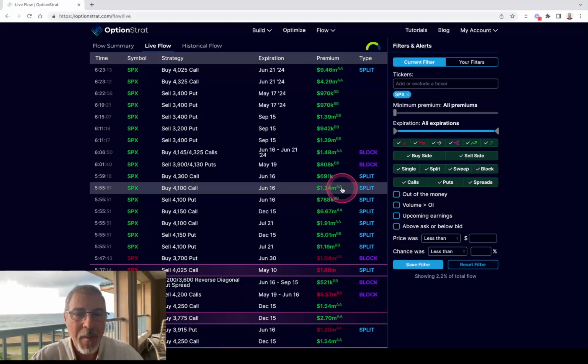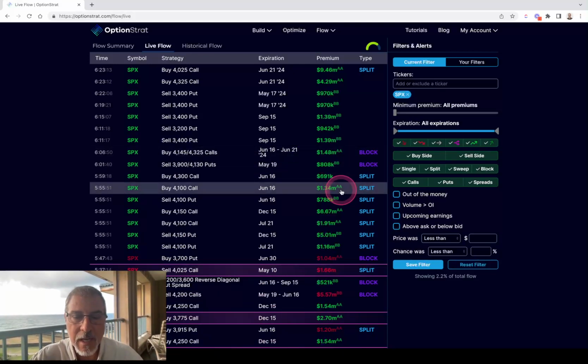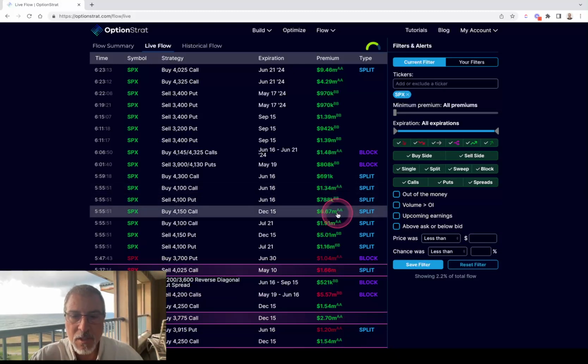And what makes this even more bullish is that in some cases they are paying above the ask price to get into these positions. So that's telling me not only are they bullish, but they're bullish in a way that they're going to pay up in some cases above the normal mid price to get into that position.